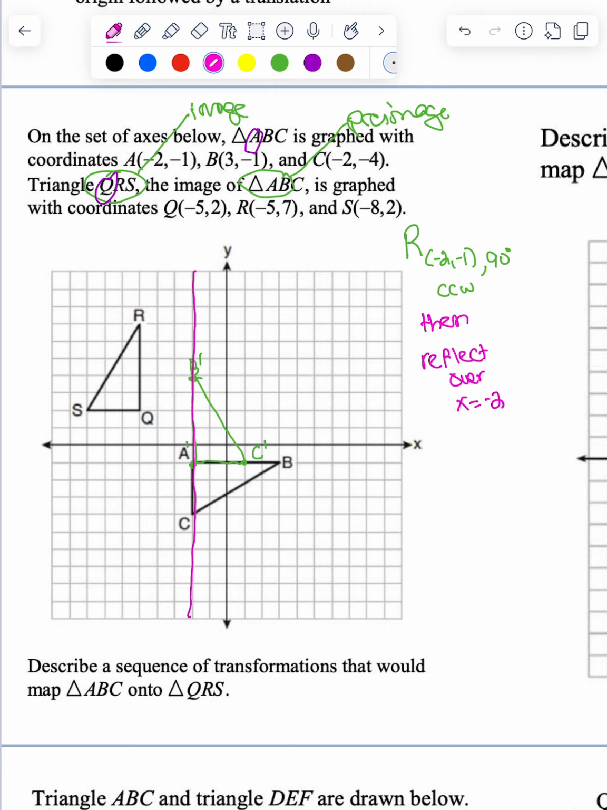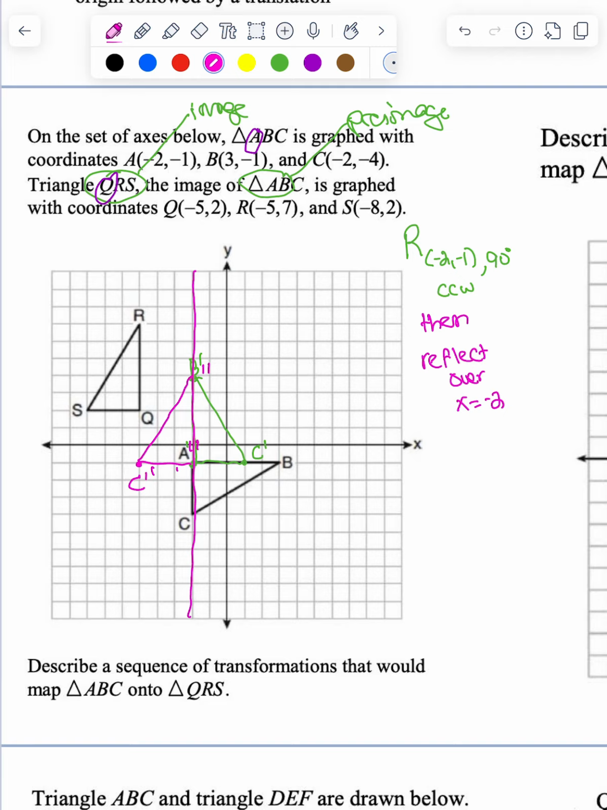And when I reflect over x equals -2, since A and B are already on that line of reflection, they're going to stay put. So the only point that's going to move is C. 1, 2, 3. Remember, reflections keep distances on either side of the line of reflection. And now everything is oriented properly.